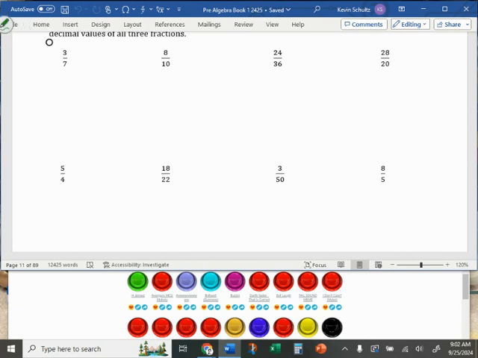24 over 36. What is an equivalent fraction that someone came up with for 24 over 36? Melanie. 192 over 280. Wow!